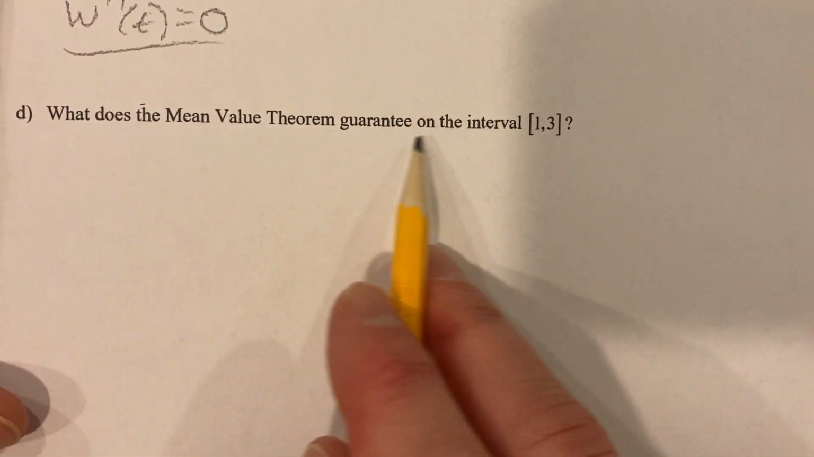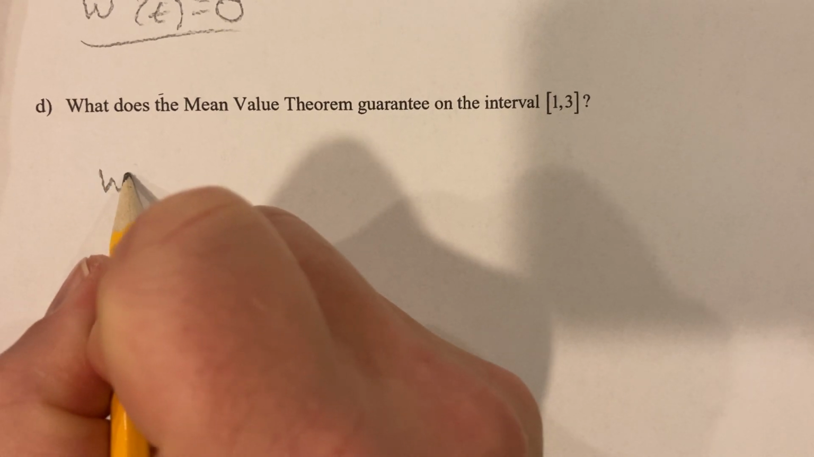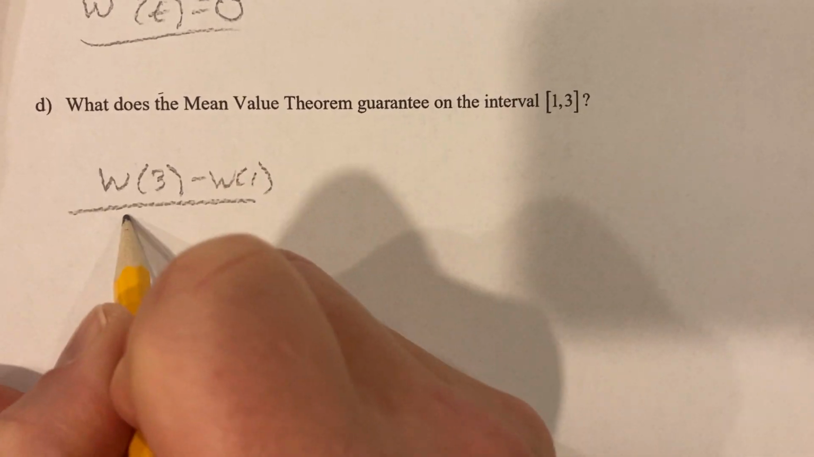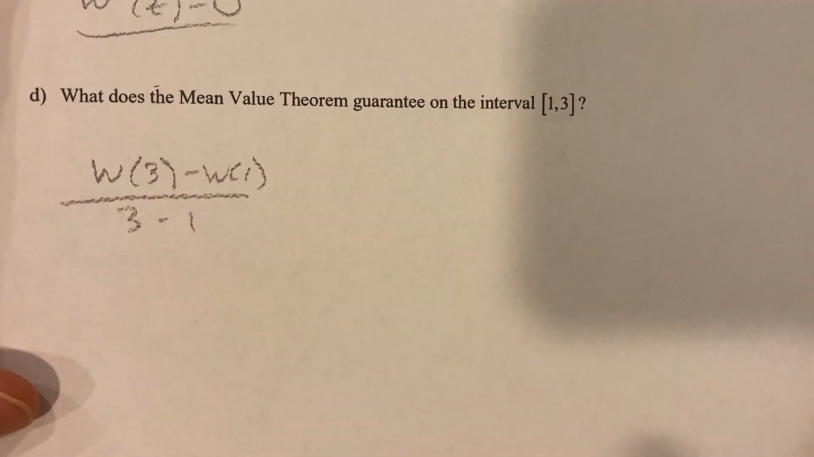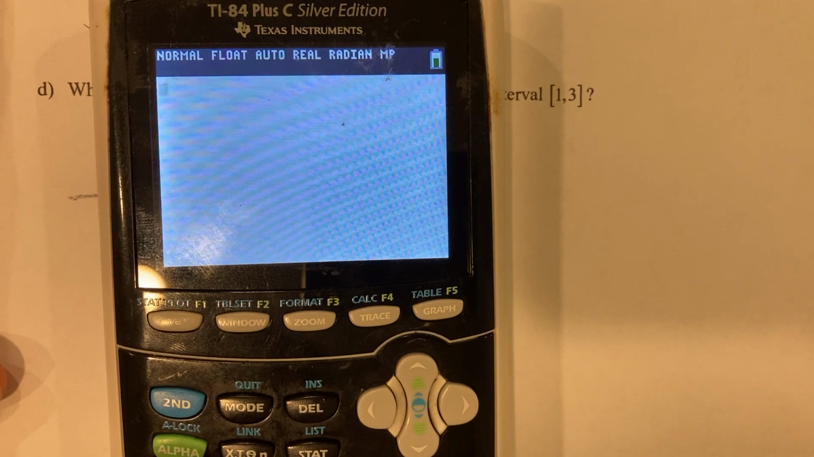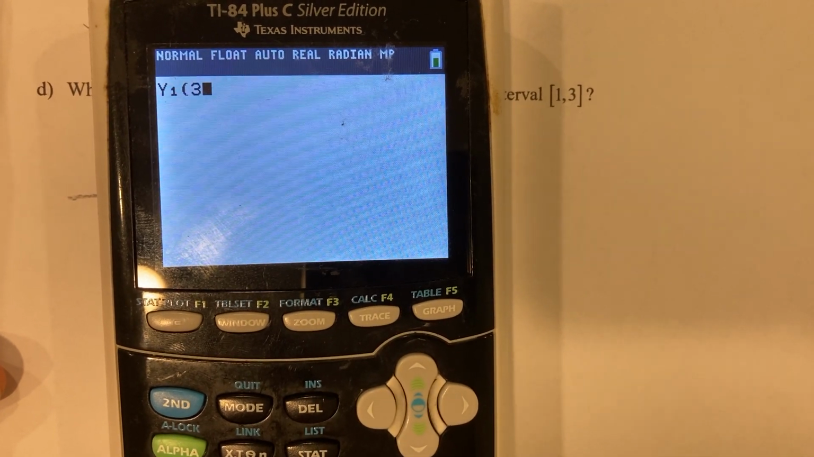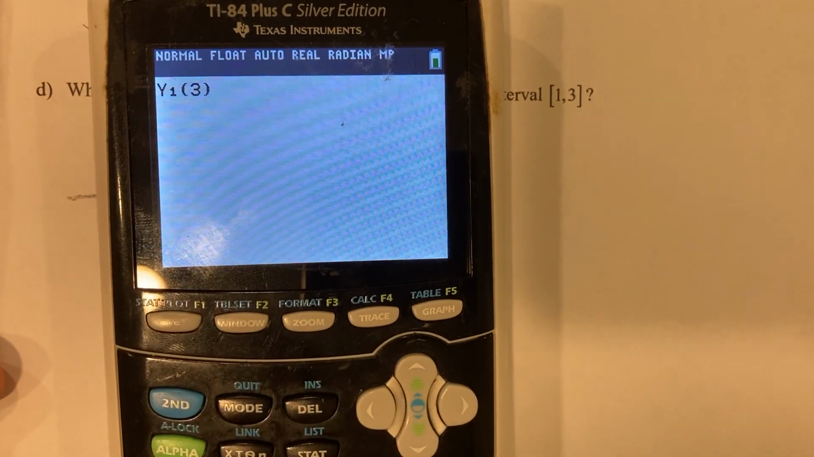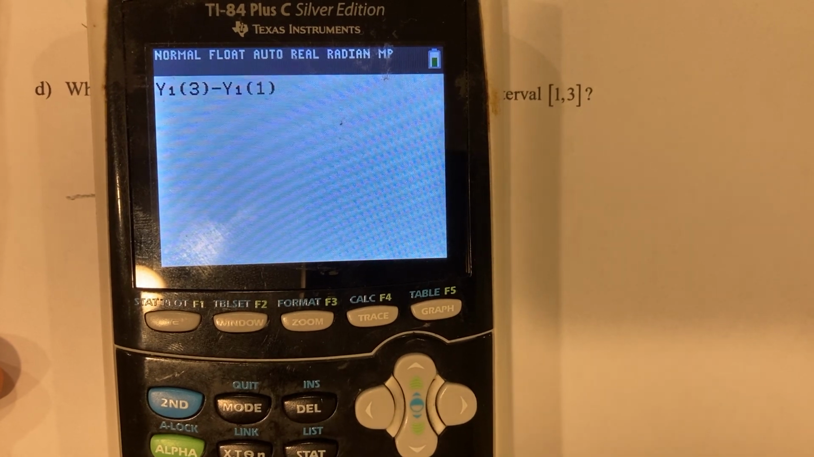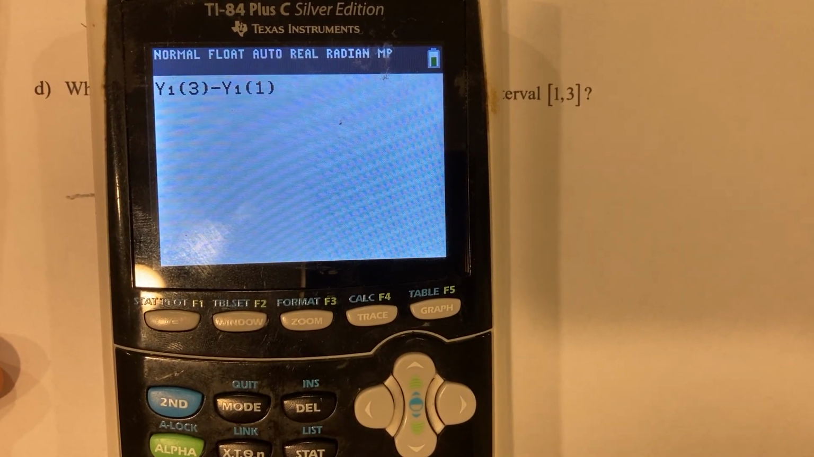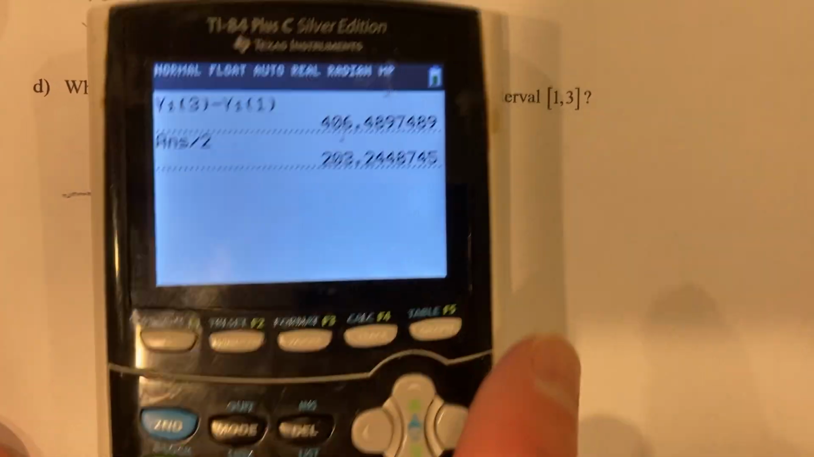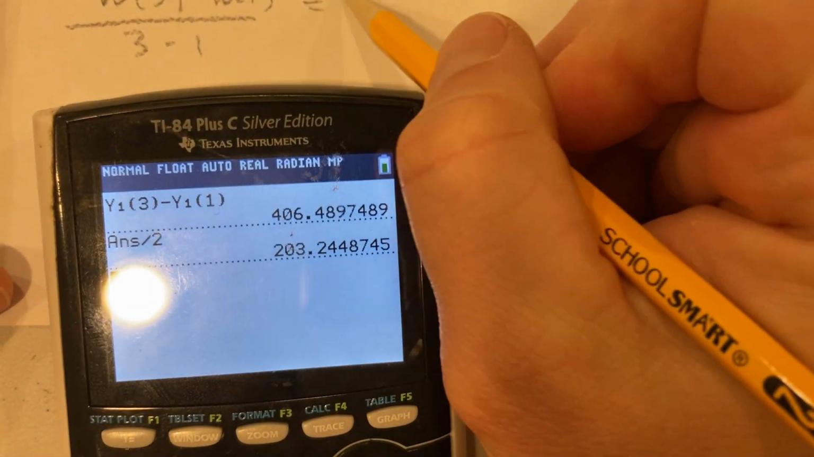And D says, what does the mean value theorem guarantee on this interval? Well, because this is differentiable and continuous, the mean value theorem would guarantee that there's some point where the derivative would have to equal the average rate of change. Now, in order to get that on our calculator, probably the easiest way is to go alpha trace y1 and then parentheses 3. This is going to give you the value at 3 minus alpha trace y1, parentheses 1. So there's our W3 minus W1, and we get a value of that. And then we're going to divide by 3 minus 1, or divide by 2.